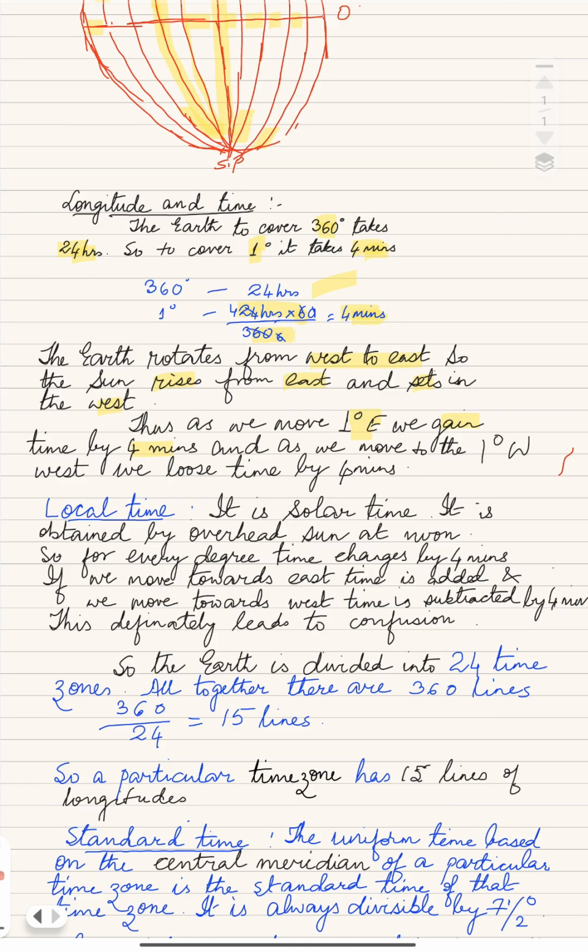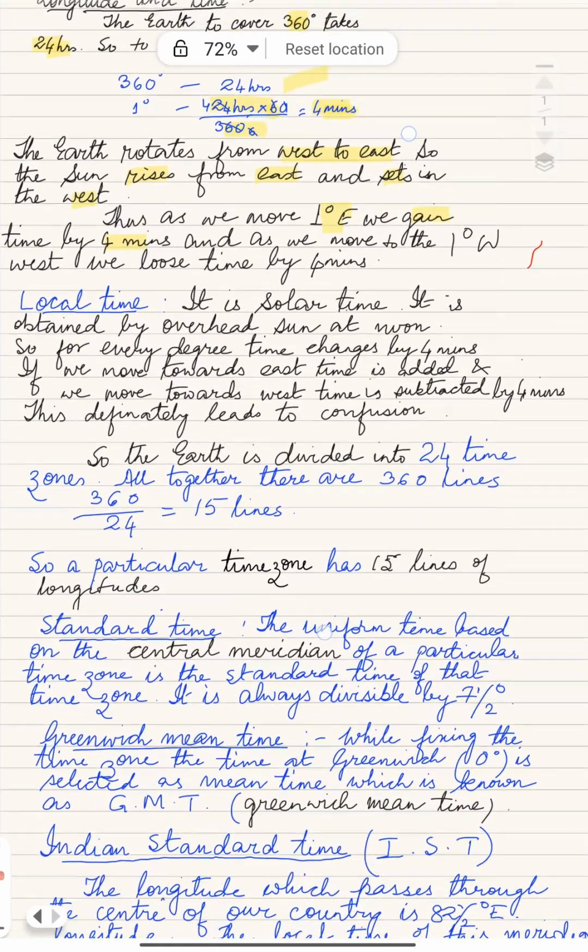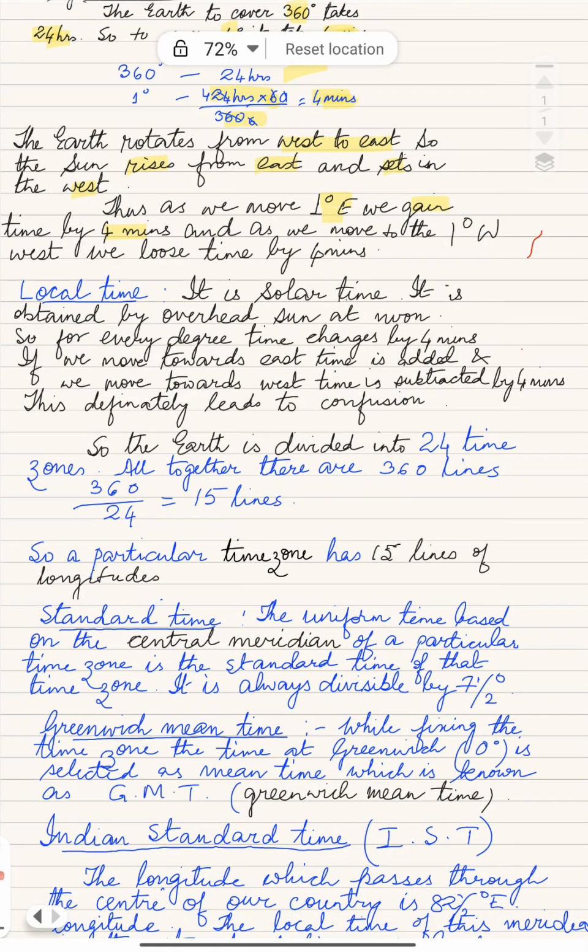Next, there are 3 types of time. One is local time. Local time is also known as solar time. It is obtained by the overhead sun at noon. For every degree, time changes by 4 minutes. So if we move towards east, time is added, and if we move towards west, time is subtracted by 4 minutes for each longitude. This definitely leads to confusion.